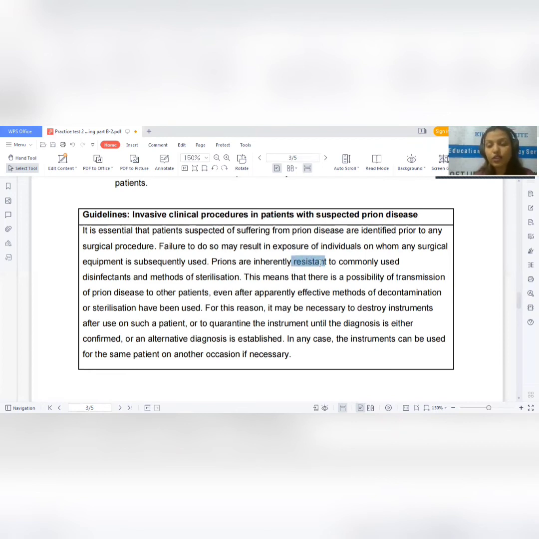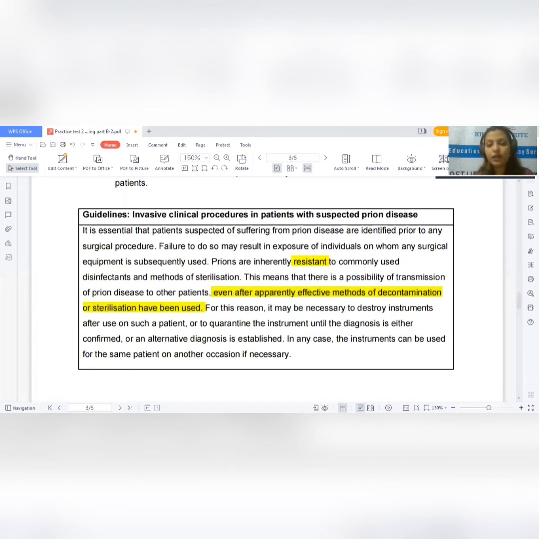Prions are inherently resistant to commonly used disinfectants and methods of sterilization. Resistant means it does not give any effect to any kind of decontamination method or method of sterilization. So it has no effect on the instruments if they are contaminated with prion. This means there is a possibility of transmission of prion disease to other patients even after apparently effective methods of decontamination or sterilization have been used. So ultimately there is no effect even if we use an effective method of sterilization.